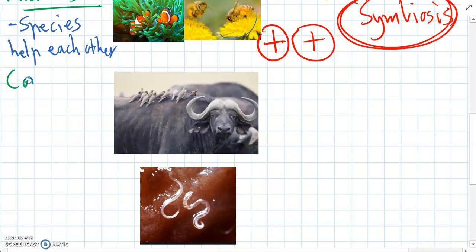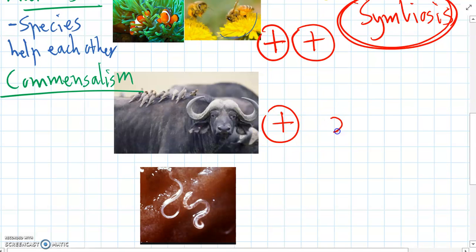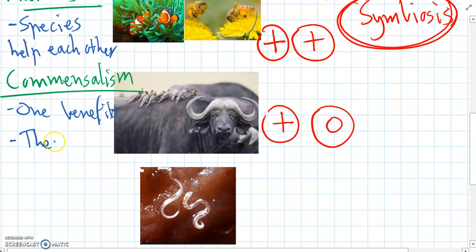Next we have commensalism. And in commensalism, one species benefits and the other species doesn't care either way. They don't gain and they're not harmed either. So one benefits, the other has no effect.